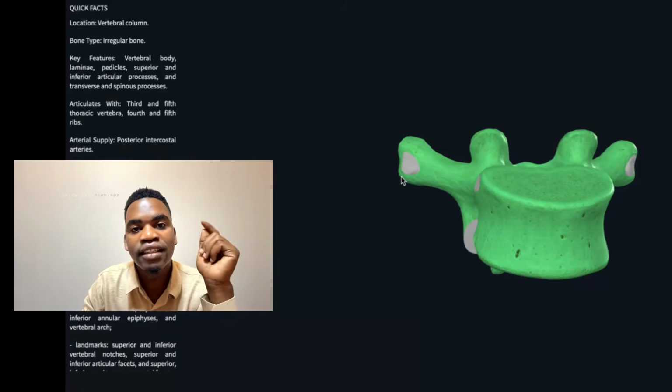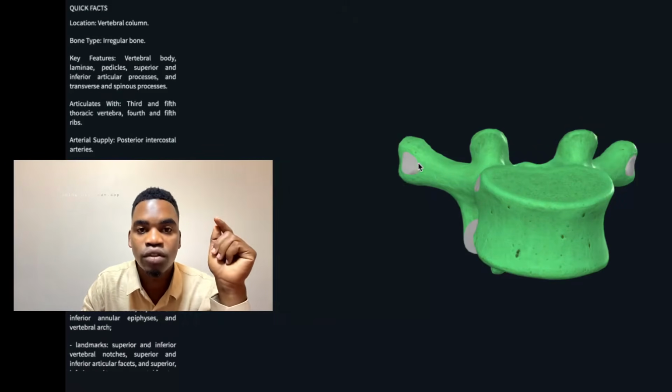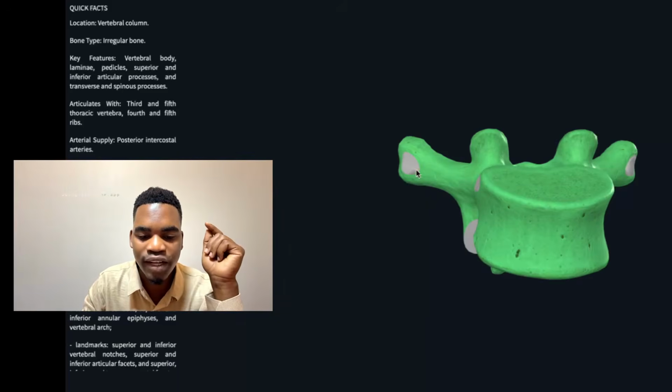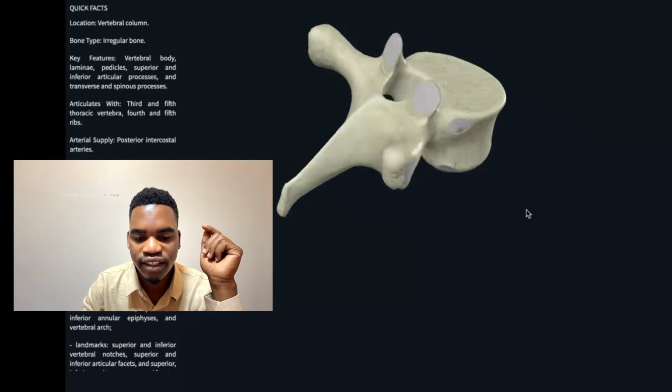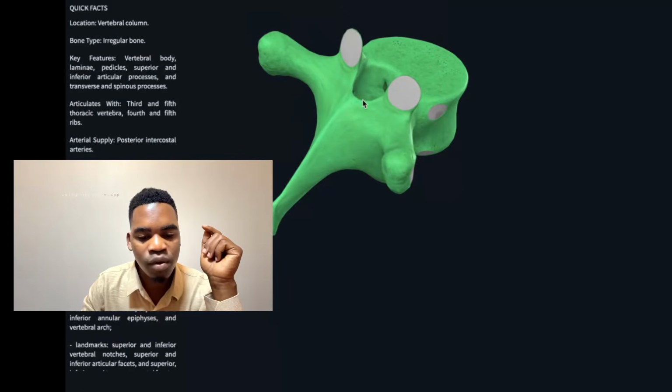Each transverse process of the typical thoracic vertebra is expected to have an articulating surface or articular facet, and it is called the transverse costal facet. What about the spinous process?